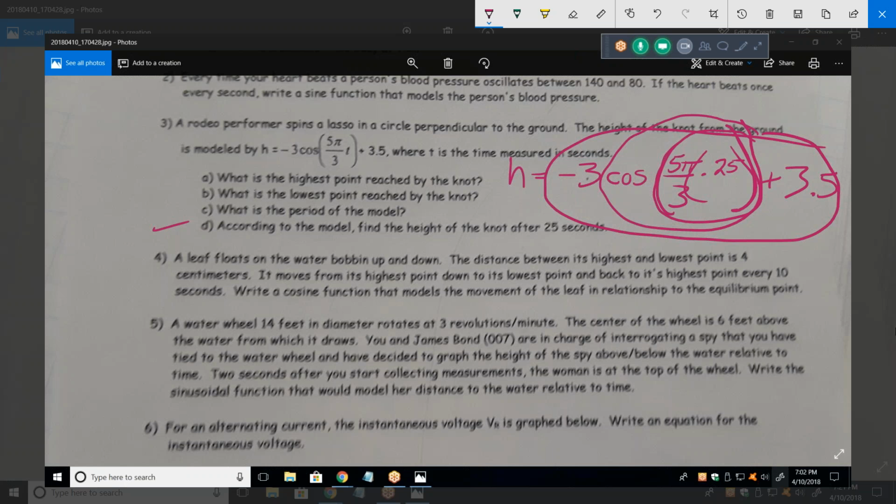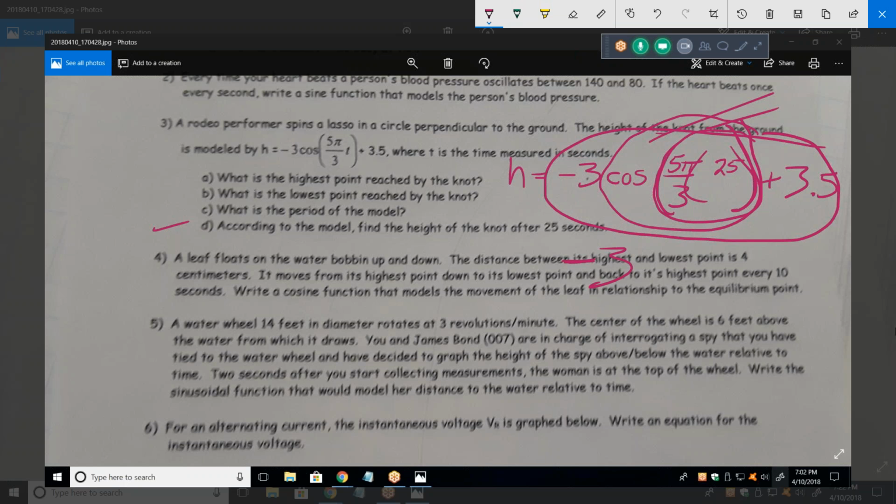I put a dot there. I didn't mean to. Once I put parentheses around it, I don't need the dot. We're multiplying by 25. Okay. What do you get? You got your calculator in front of you? Yeah. Try that. I would start from the inside, take the cosine of 125 pi divided by 3. What do you get?